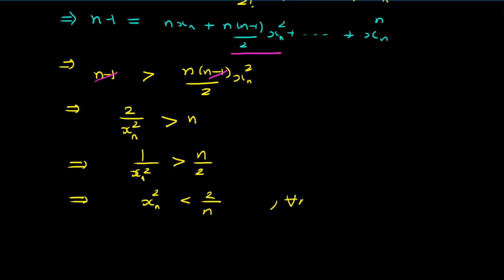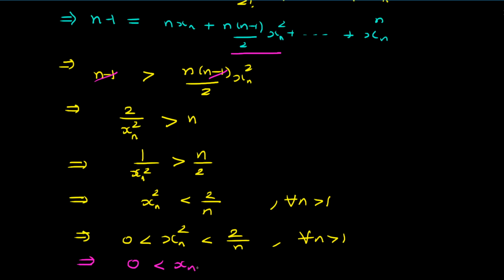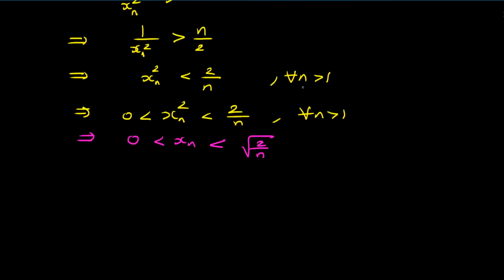This is true for every n greater than 1. Okay, and we know all xn is positive, so I can say 0 less than xn square is less than 2 upon n for every n greater than 1. So we have 3 sequences, or let me take first of all square root here. So this gives me 0 less than xn less than square root of 2 upon n. Okay, now applying the limit as n tends to infinity in this, you know what you will get.